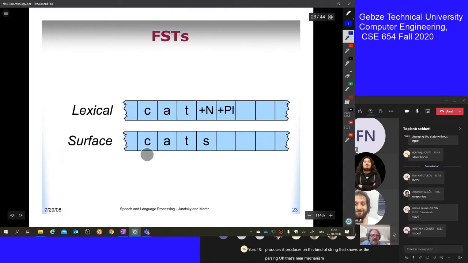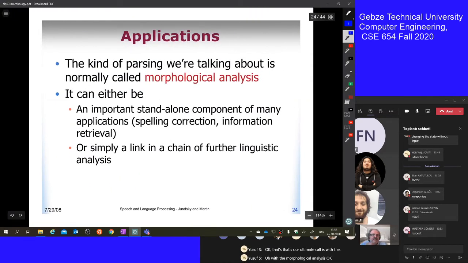So at the surface, I have this with the lexical analysis, morphological analysis. Okay, this is lexical form, surface form. Lexical form is the result of the morphological analysis. With the lexical form, I have cat as the root, is a noun, and I added a PL. Okay, that's our ultimate goal with the morphological analysis parsing. Okay, we can do many things.